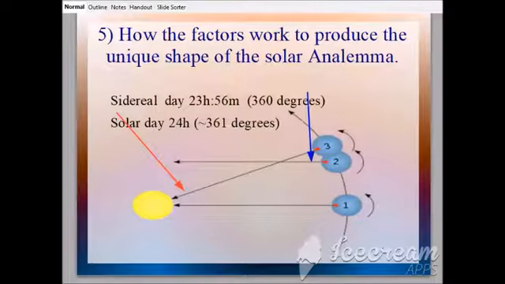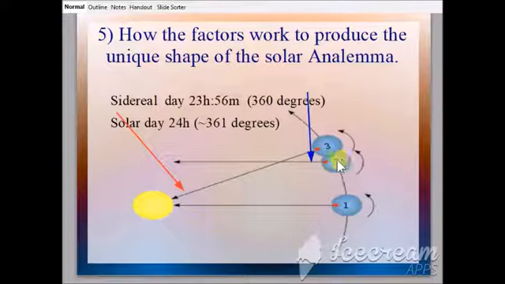Next, how the factors work to produce the unique shape of the analemma. But before I start this, I should demonstrate a couple of points. First thing is the sidereal and solar noon. A sidereal day is the time it takes the Earth, or a point on the Earth, to spin and then face the same point in space again, not the sun. That's 360 degrees and takes 23 hours and 56 minutes.